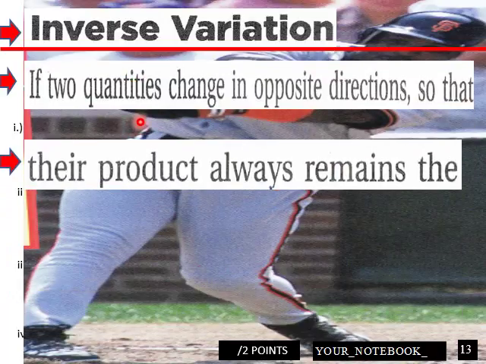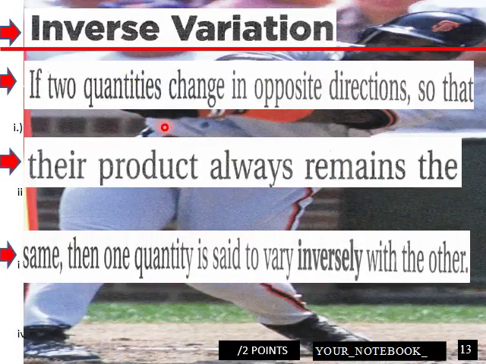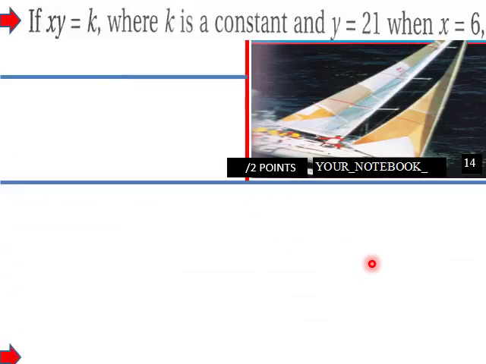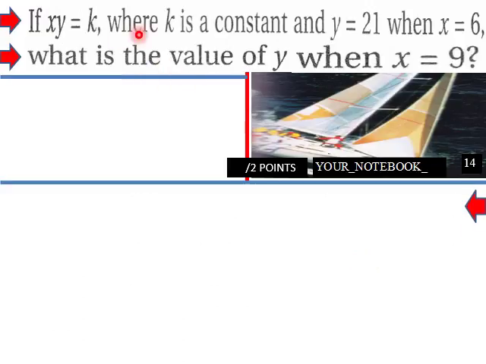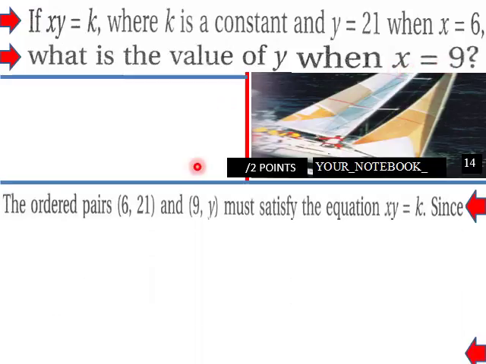Inverse variation: if two quantities change in opposite directions, so their product always remains the same, then one quantity is said to vary inversely with the other. So if xy equals k, this would be an inverse variation. K is a constant. If y equals 21 when x equals 6, what is the value of y when x equals 9?